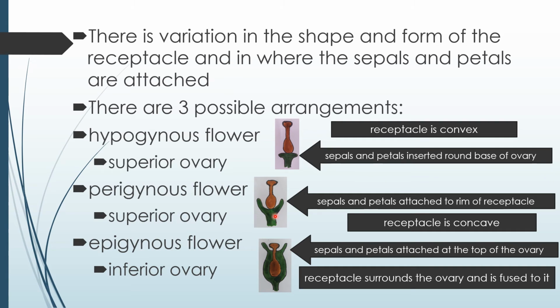Then we have the perigynous flower, this one, with the superior ovary. Here the receptacle is concave and the sepals and petals are attached here at the rim of the receptacle. Then we have the epigynous flower with the inferior ovary. This time the receptacle completely surrounds the ovary and is fused to it. And the sepals and the petals are attached up here at the top of the ovary.